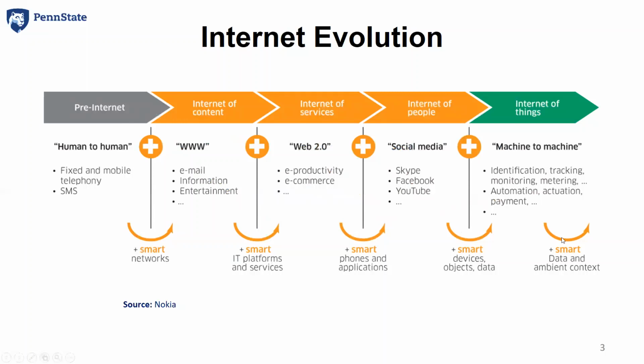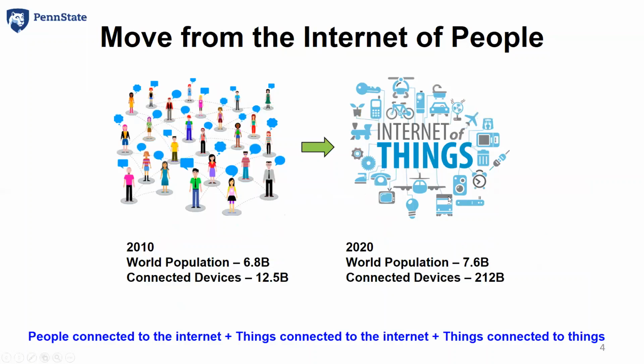So we are moving from the Internet of People to the Internet of Things. As we can see from this slide, in 2010, the world population is about 6.8 billion, and connected devices 12.5 billion. By 2020, it is projected that the world population will be 7.6 billion, but the connected devices will increase to 212 billion. So we are moving from the Internet of People to the Internet of Things.